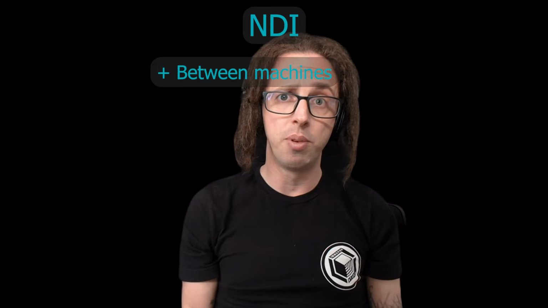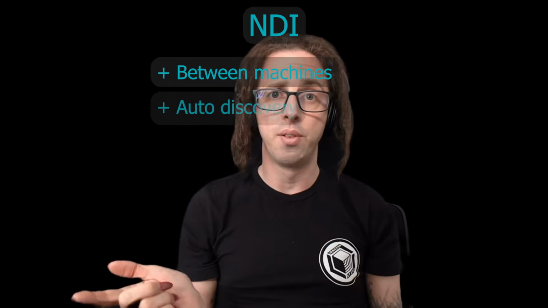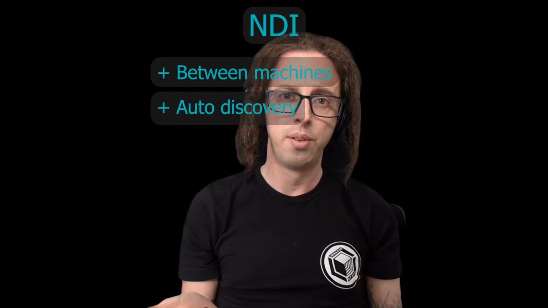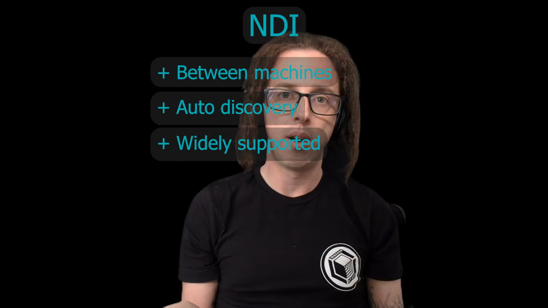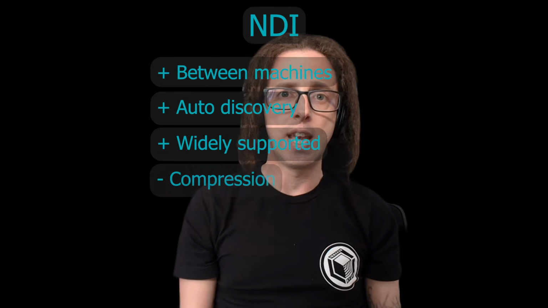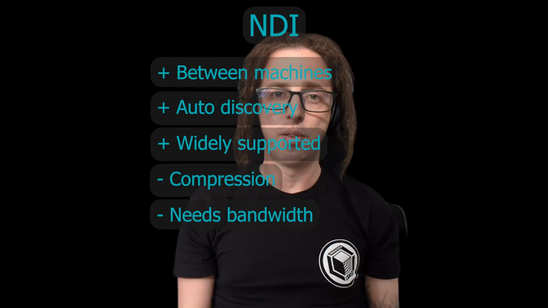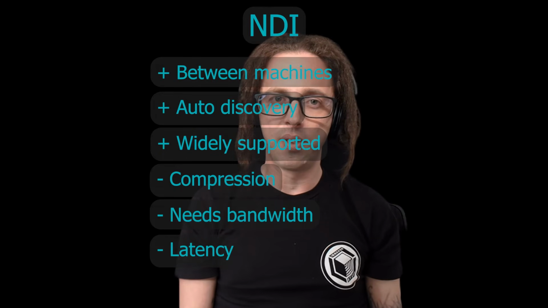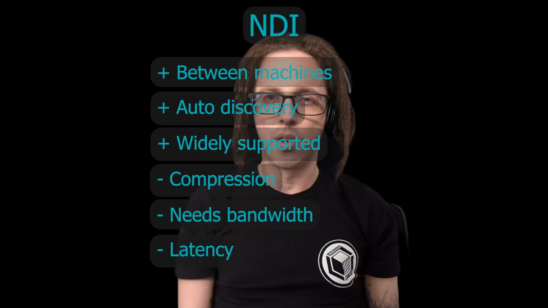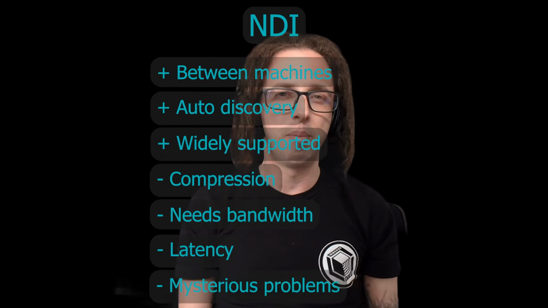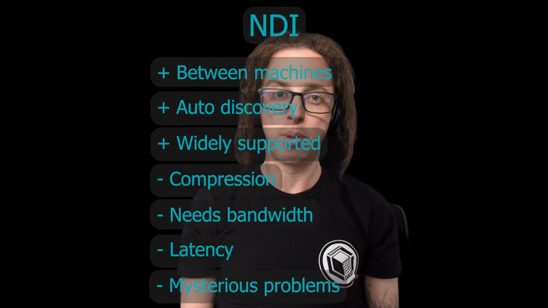The pros of NDI are that it can go between different machines. There's automatic discovery of sources. It's widely supported by lots of different software and hardware. The cons are that it might compress and you don't have a lot of control over that. It can use a lot of bandwidth. It can have latency, probably only works over a local network, and sometimes it can behave a little unpredictably.